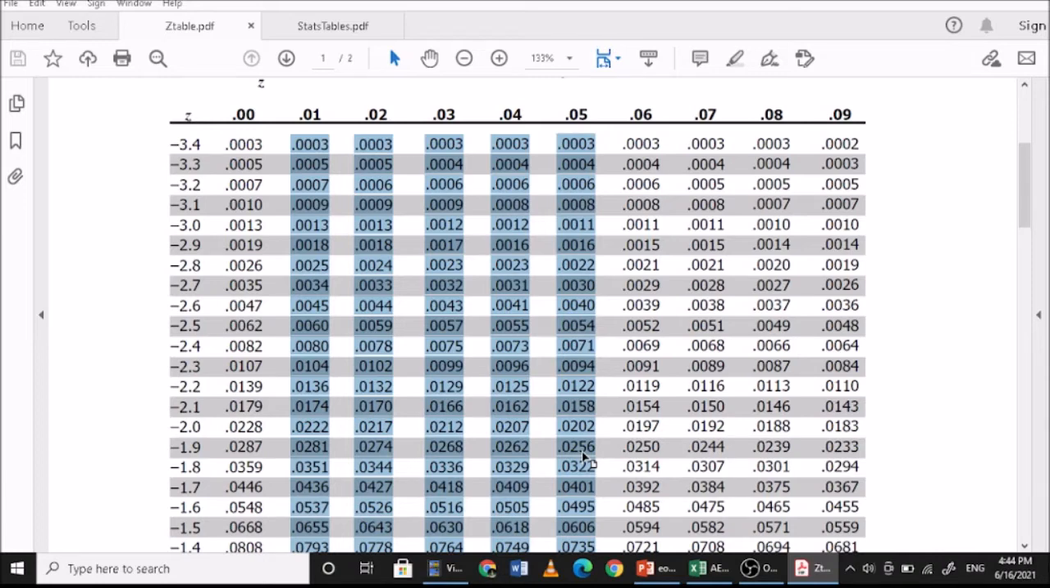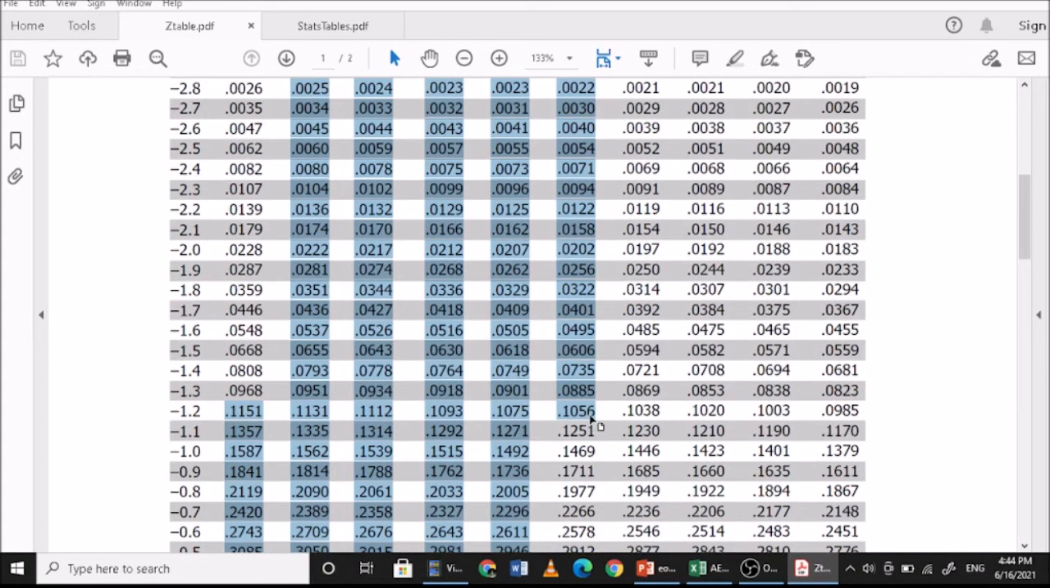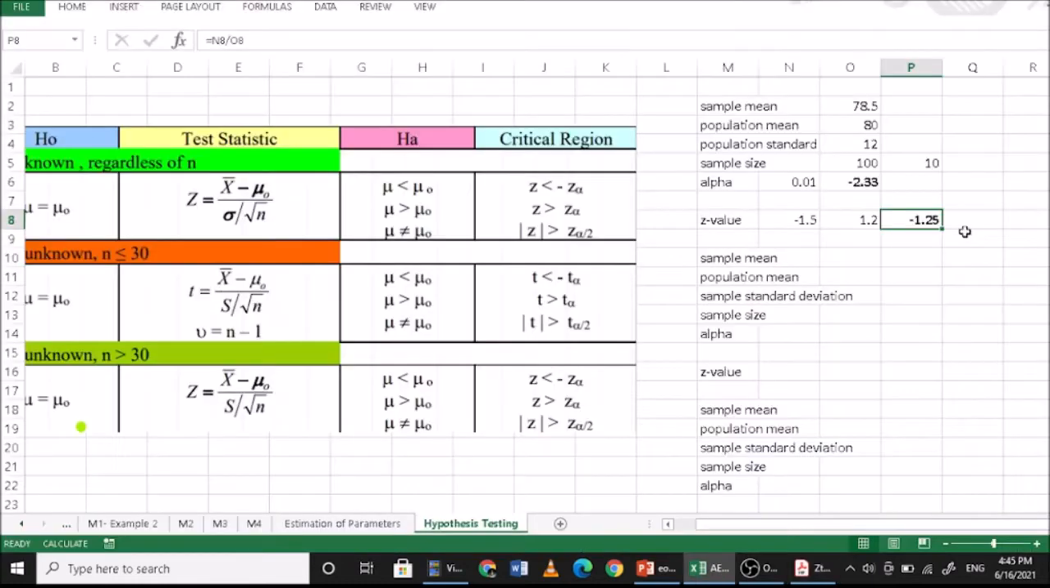The value for negative 1.25 is 0.1056. Okay. And since 0.1056 is greater than 0.01, we also do not reject the null hypothesis.